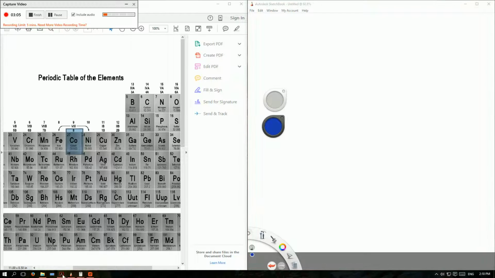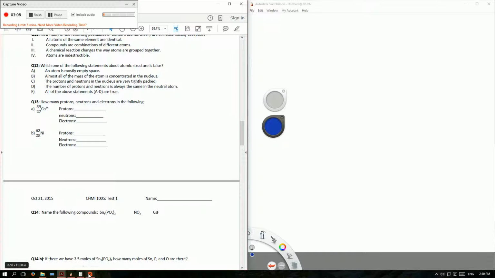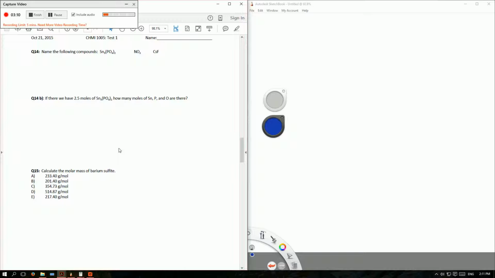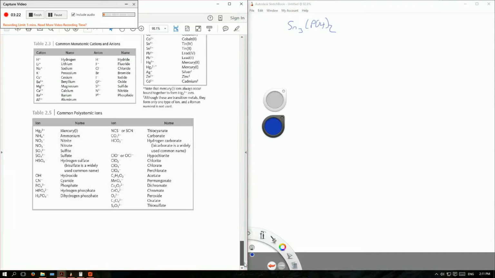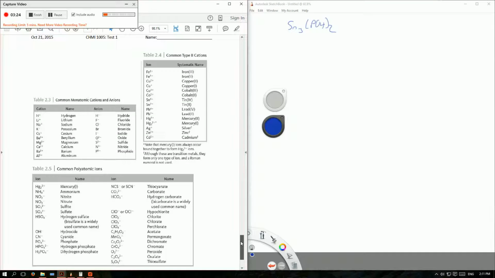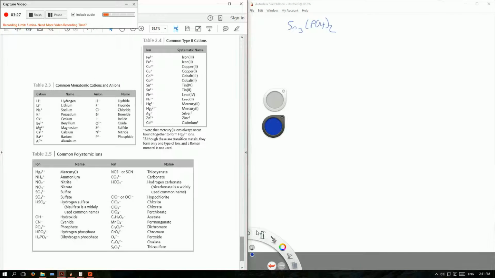Next, we would go to question 14. Name the following compounds. So Sn3, PO4, 2. So let's look at this one first. Once again, you go down these naming parts here, and we start with Sn.